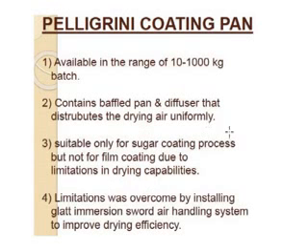Another one is the Pellegrini coating pan. They are generally available in the range of 10 to 1000 kg batch of tablets. It contains a baffle pan as well as a diffuser that can distribute the drying air uniformly. Simply it is just a modified pan. It is suitable only for sugar coating processes.